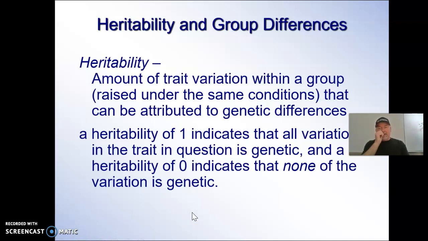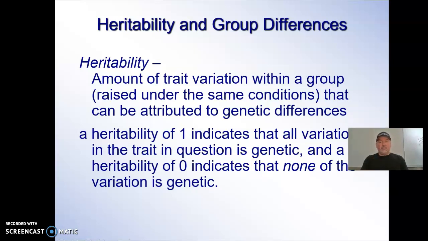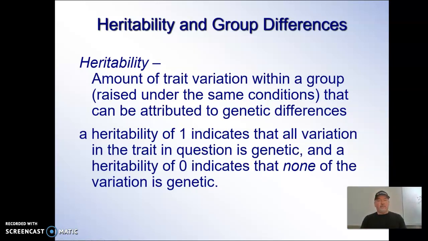So when we talk about heritability, we're talking about variation within a group. Some people are taller, some people are shorter, but in these parentheses is something really important: raised under the same conditions, that can be attributed to genetic differences. So a heritability of 1.0 indicates that everything is genetic, and a heritability of 0 indicates that none of it is genetic. And we're going to look at this in a minute.